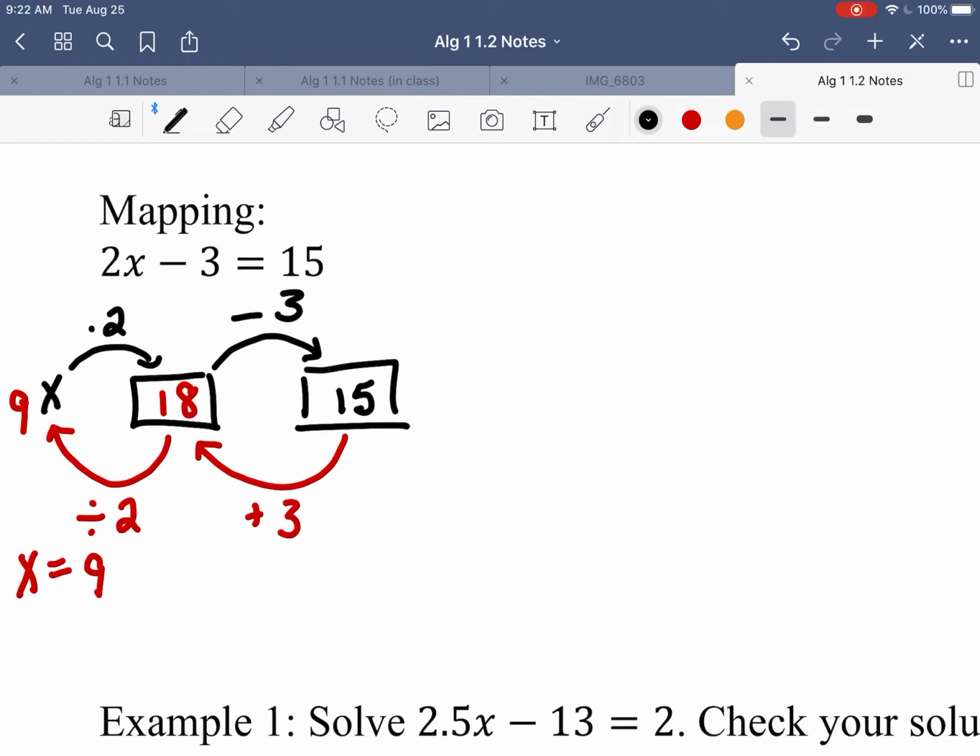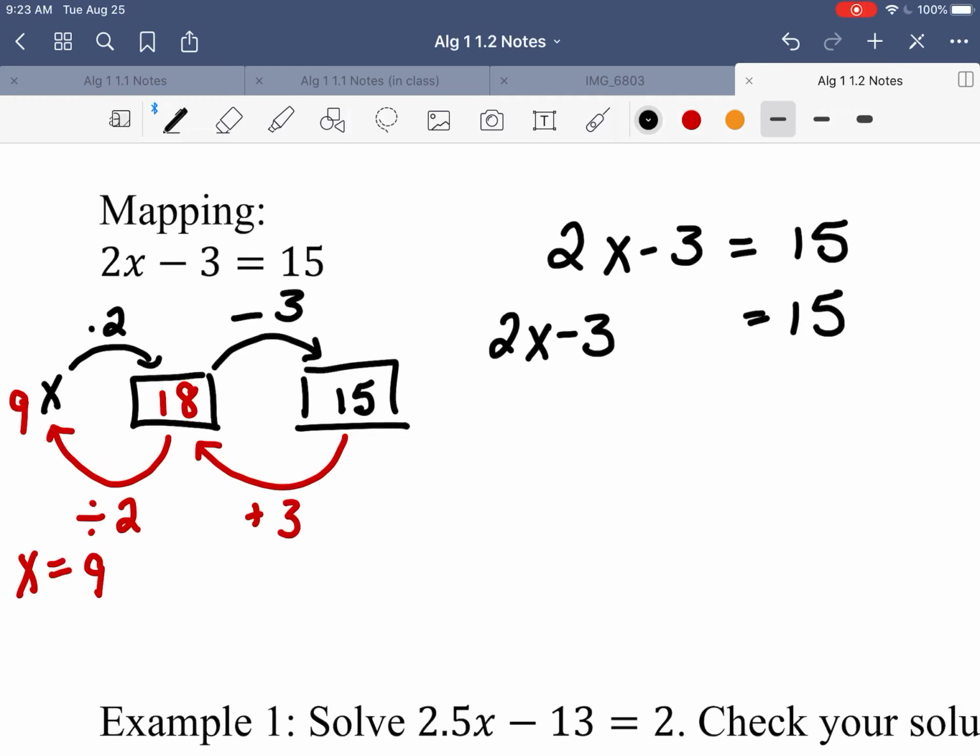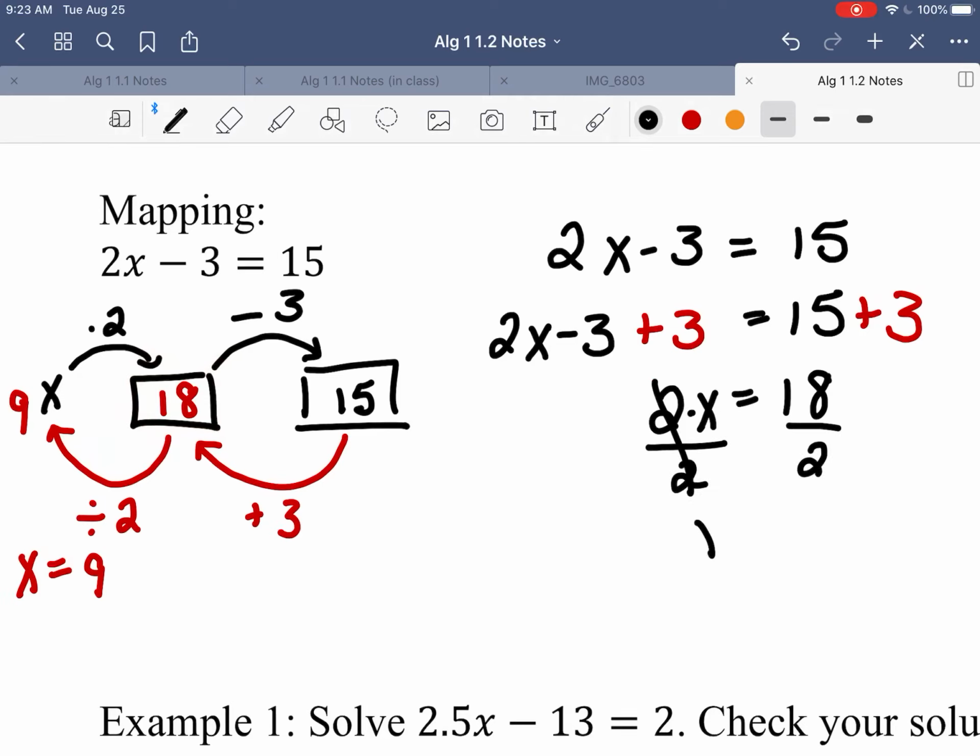Here's how this would look without mapping. We start with our equation, 2x minus 3 equals 15. The first thing I have to undo is the subtract 3. To do that, I would add 3 to both sides. Now we simplify. My subtract 3 and add 3 simplify to 0, so I have 2x equals 15 plus 3, which is 18. If you notice, that 18 did show up in the mapping as well. And at this point, I would undo the multiply by dividing both sides by 2.